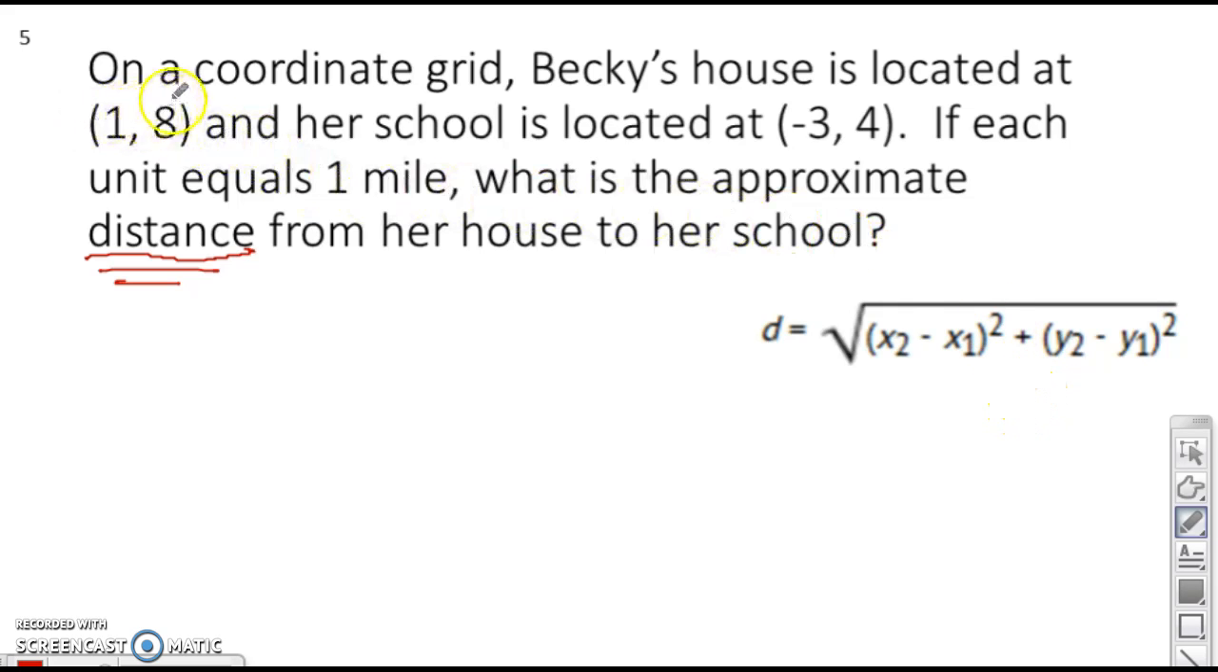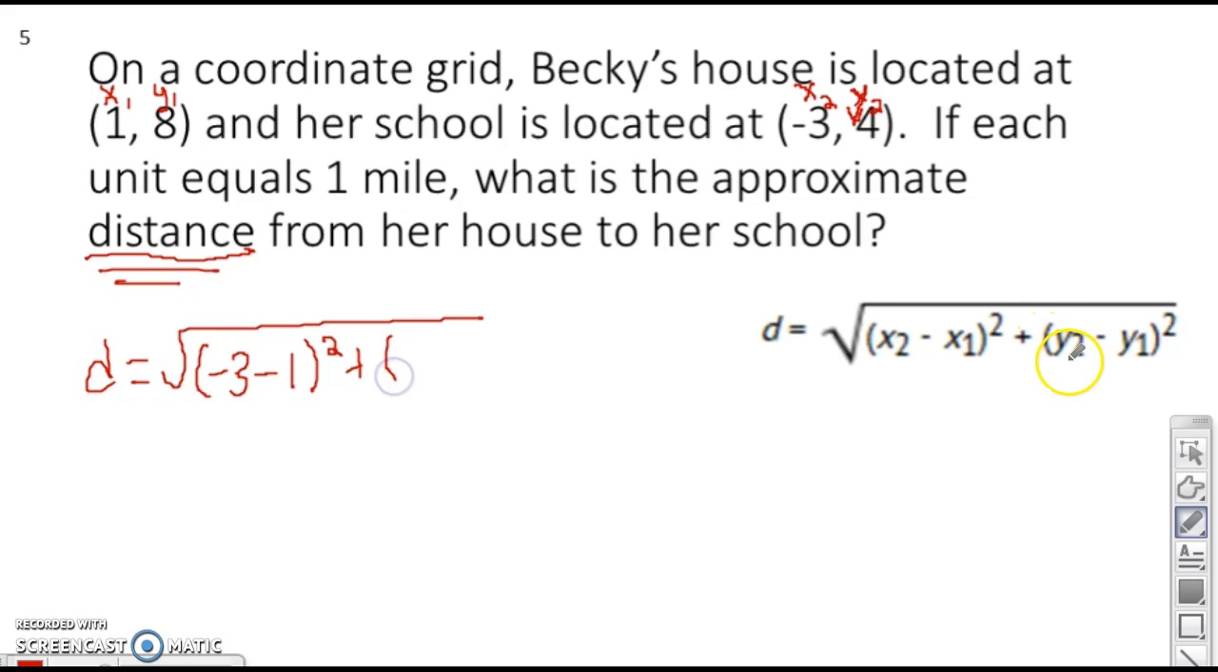And that's pretty simple. You just take your first ordered pair and you label it as your first x and your first y. And then you take whatever your second ordered pair is and you label it as your second x and your second y. And then you can just plug them in. So in our distance formula, we want x2, which is -3, minus x1, which is 1, squared, plus we want y2 minus y1 quantity squared. So our y2 is 4, and our y1 was 8 squared.